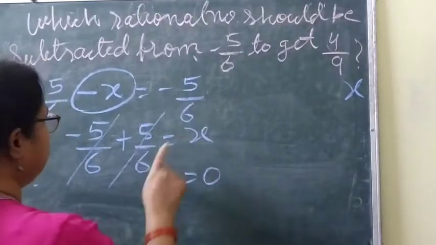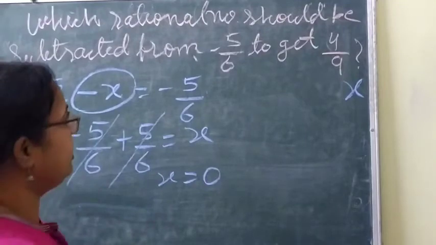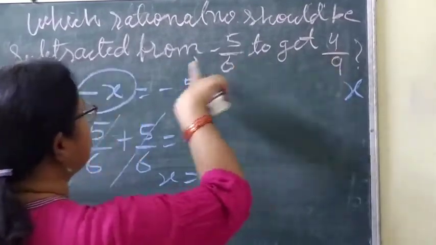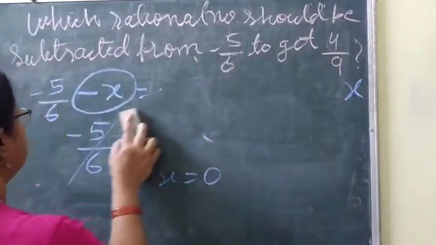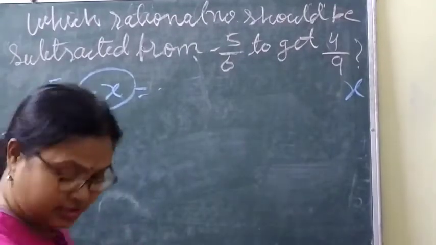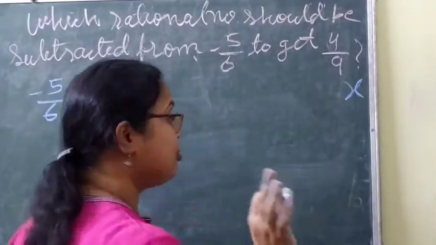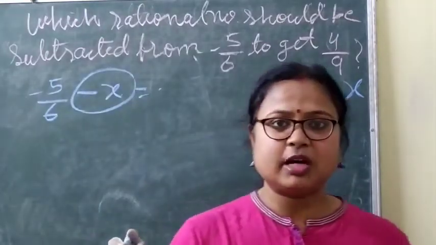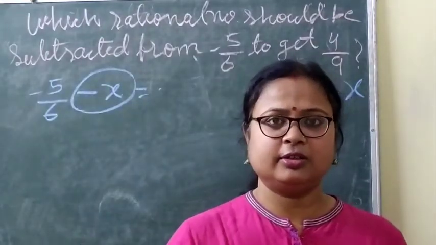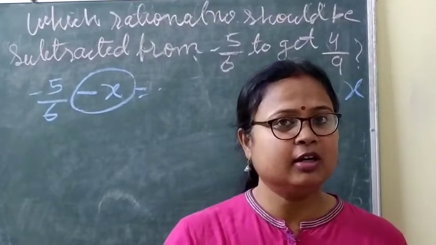Just a minute. What is different here? By mistake I have written minus 5 by 6 here, but it is not here. Yes, this is the mistake we generally make. So be careful when you are solving maths: no haste, because when there is haste, there will be a mess.